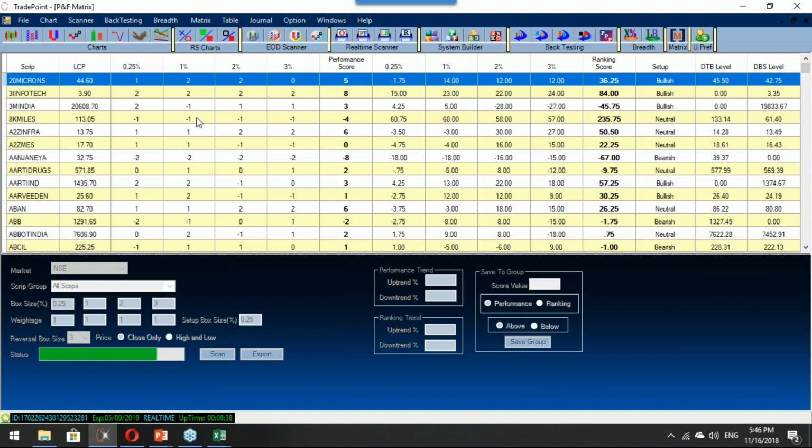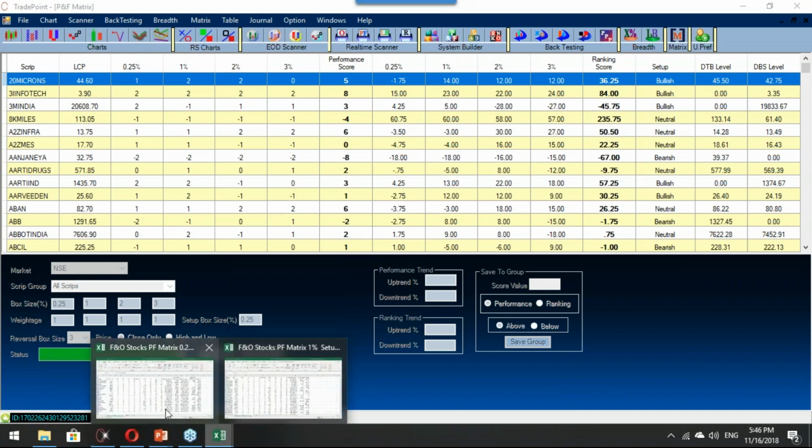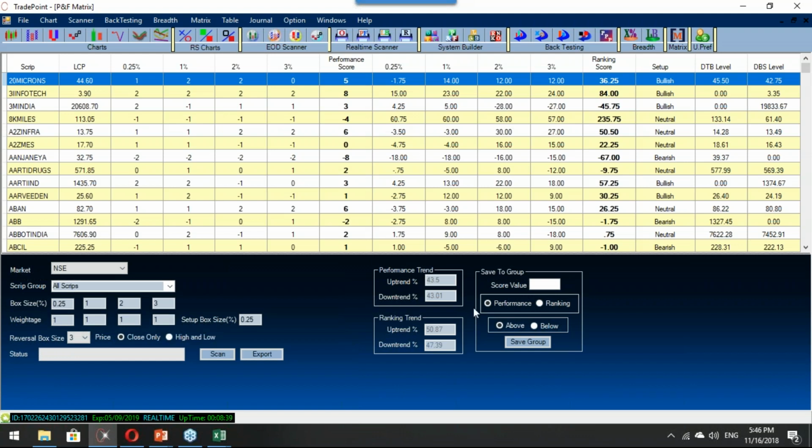How to use the information that's available in the P and F matrix. See here, what we have is this feature called save to group, which apparently is not properly working. I will alert Prashant about this. The basic idea here is that instead of doing the work here in Excel and looking at the entire output, we can fine tune the list in the software itself. Suppose you are interested in a cumulative score of say 3 or 4 and beyond and nothing less than that, and if you're looking for long candidates, you can give a number here.